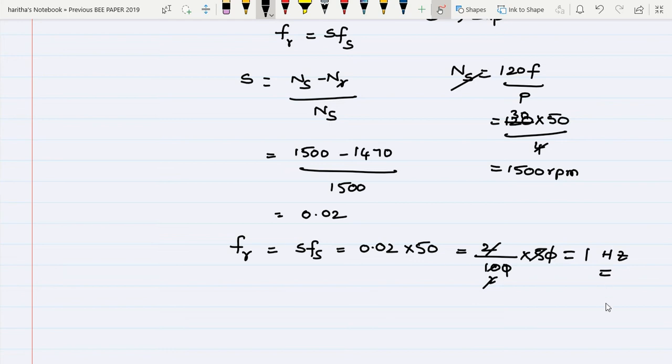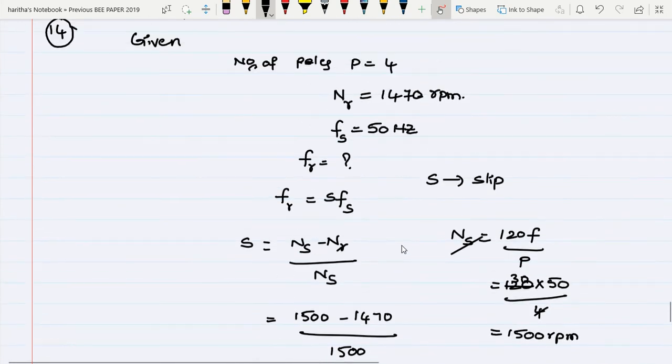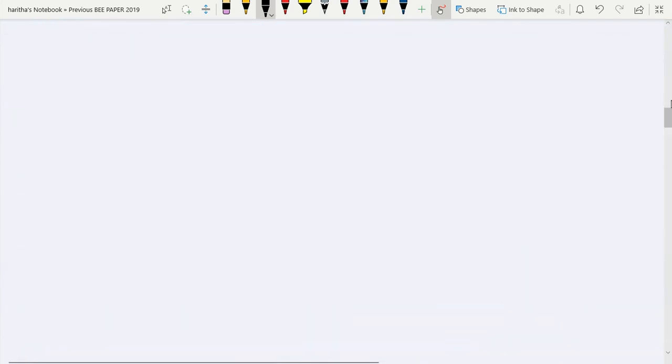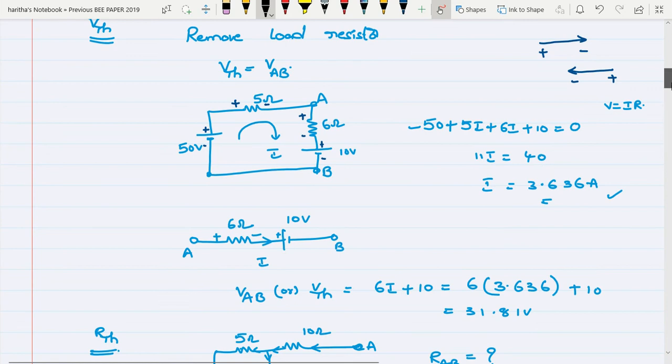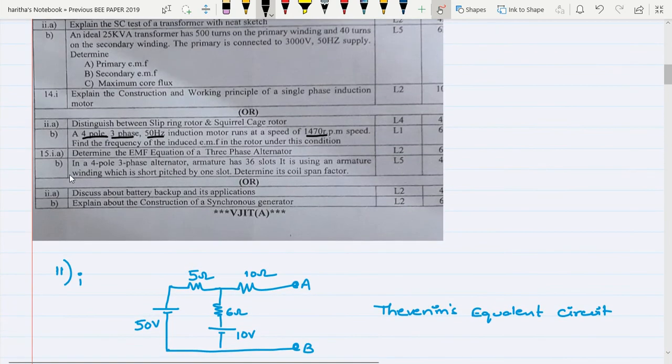So first you have to know the relation between the rotor induced EMF frequency and stator induced EMF frequency. Under running condition, the induced EMF in rotor has a frequency Fr, and that is equal to slip times the induced EMF frequency in the stator. So that's it, this problem. Next one, in 15th question.